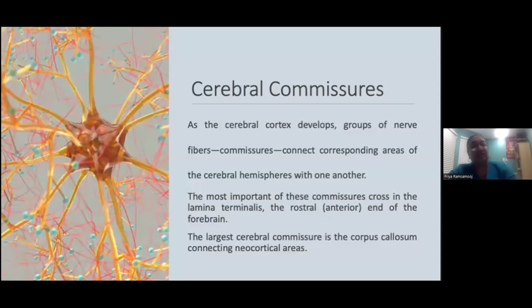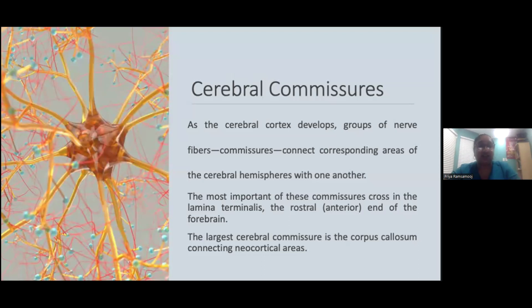The other important thing that we need to know as we go on with the development of the brain is the cerebral commissures. As the cerebral cortex develops, you're going to have these groups of nerve fibers, which are commissures that connect corresponding areas of the cerebral hemispheres with one another. Basically, you have a lamina that extends from the roof plate of the diencephalon to the optic chiasm, and this lamina is a natural pathway from one hemisphere to the other. The most important of these commissures cross the lamina terminalis, which we would have seen earlier, which is the rostral or anterior end of the forebrain.